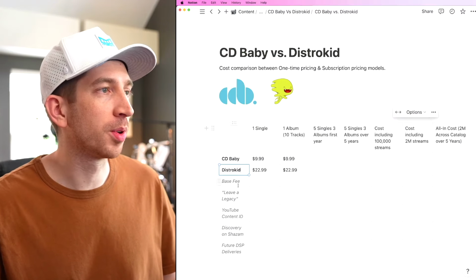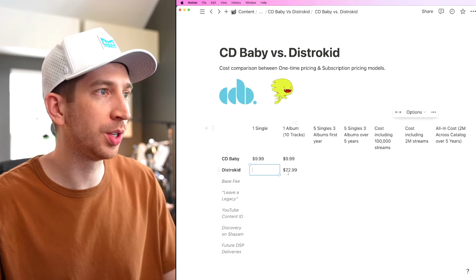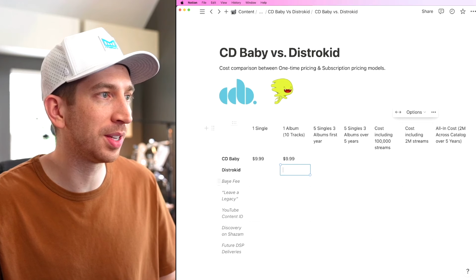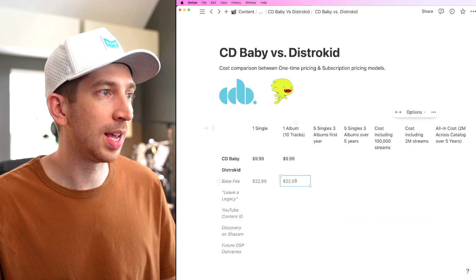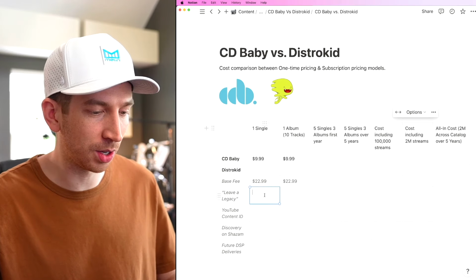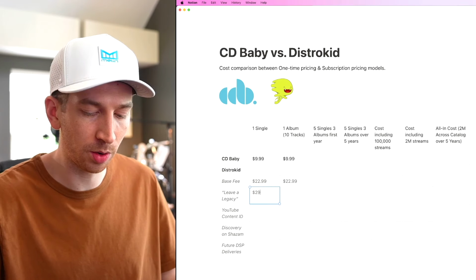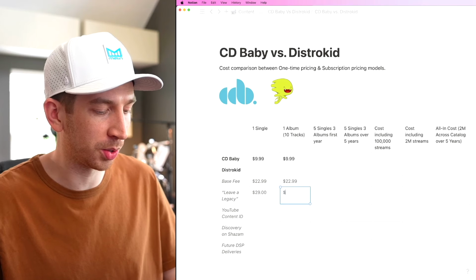So let's plug in the numbers. And first, I need to move this $22.99 down into the base fee column. So I'm going to retype that out, and I'll do that for both. Next, the Leave a Legacy fee is $29 for a single, and it's $49 for the album.